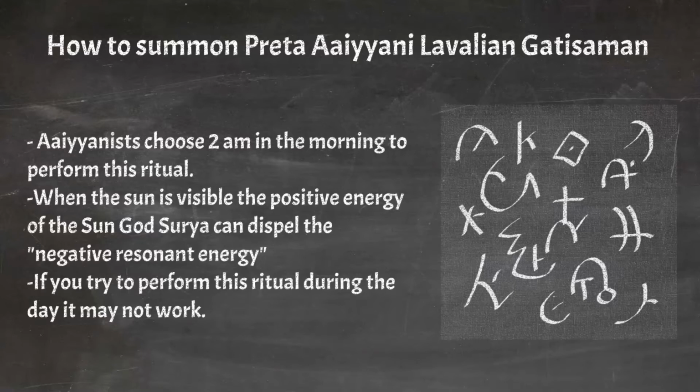When the sun is visible, the positive energy of the sun god Surya permeates this realm and can dispel the negative resonant energy required to link up with the Tala. In other words, if you try to perform this ritual during the day, it will not work unless you are a very high-level tantric Aaiyanist practitioner and are very linked with the entity you are trying to call.